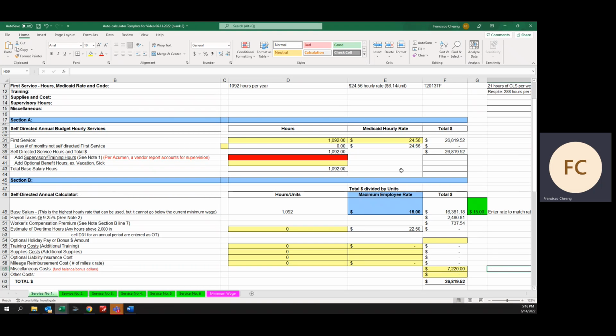For this service, we're going to be billing 1,092 hours for the plan year at $24.56. That will allow us to pay $15 per hour and accrue a fund balance for the year of $7,220, which will help me prepare for the costs that I have to pay out: mileage, supervision, etc. Because now I have a fund balance paying at $15 per hour.